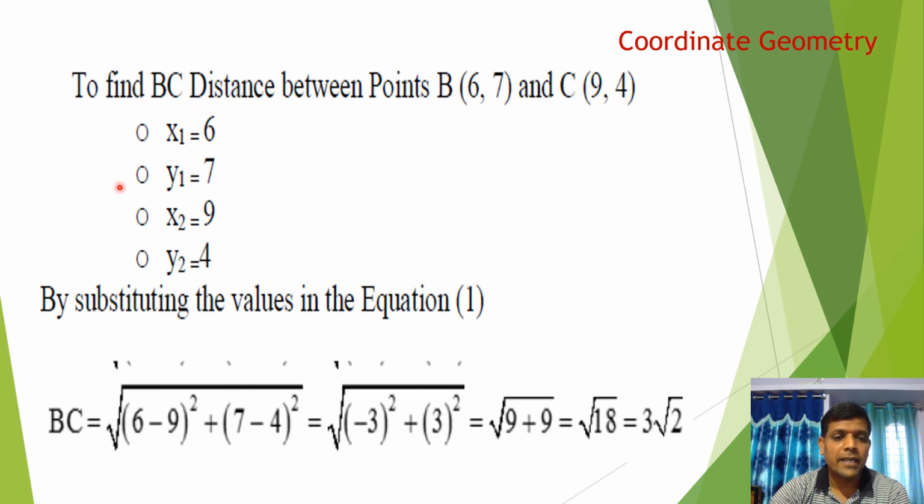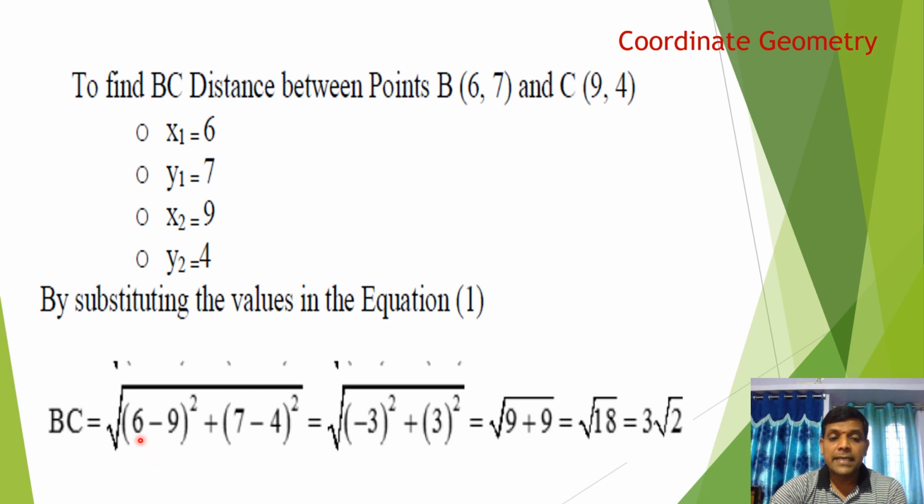Substitute these coordinates in the given distance formula. We know that the distance formula is the square root of (x1 minus x2) whole squared plus (y1 minus y2) whole squared. x1 minus x2 means 6 minus 9. y1 minus y2 means 7 minus 4. Now the distance between B and C, BC, is equal to the square root of (6 minus 9) whole squared plus (7 minus 4) whole squared.